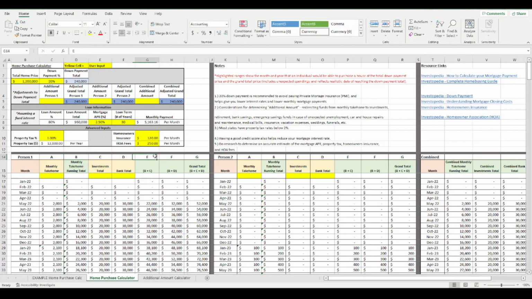Columns B, E, F, and G are the combined totals of the respective columns. E would be your monthly take-home total plus investment total. F would be monthly take-home total plus bank total. And G for grand total would be your monthly take-home total plus investments total plus bank total.